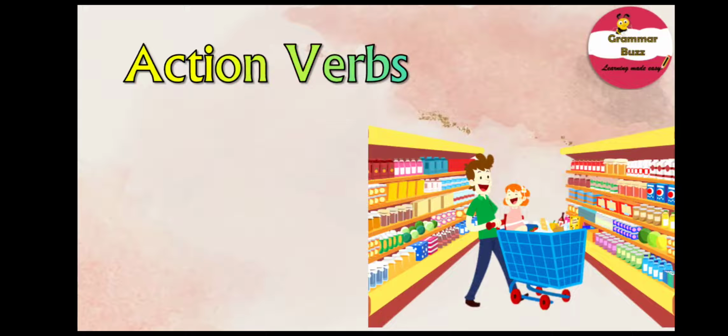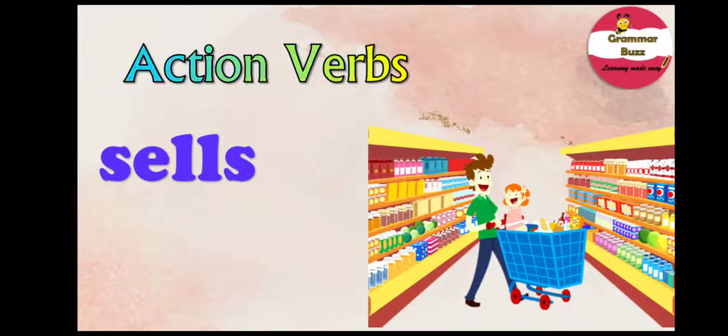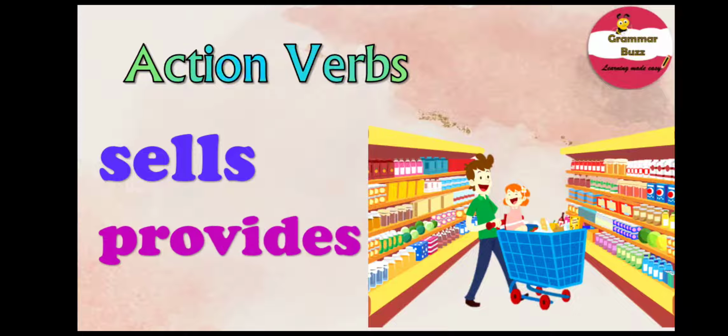Well, what about the store? What does a store do? Well, a store sells. Yes, it sells things. What else does a store do? A store provides maybe? They provide us with the things we need. So, a store sells and provides. So, sells and provides are good action verbs.